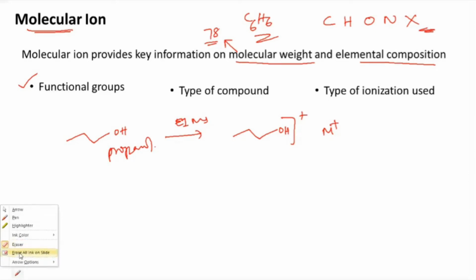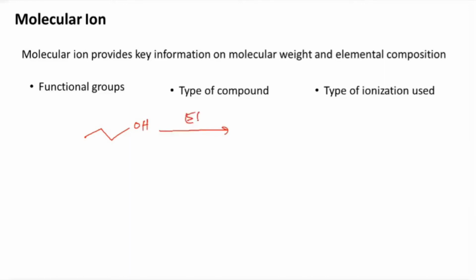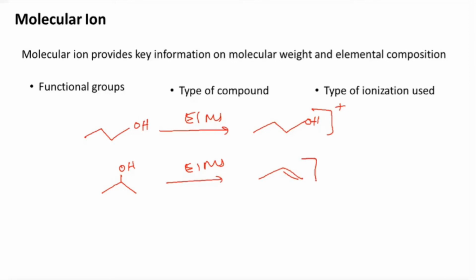Okay, so if you take propanol in the EIMS, you will get a molecular ion like this. Because a positive charge will be there, one electron is knocked out from one place or another on this structure. So this is a standard representation of a molecular ion. But when you take isopropanol, if you use EIMS, then you will get a plus. Okay, what does it mean?